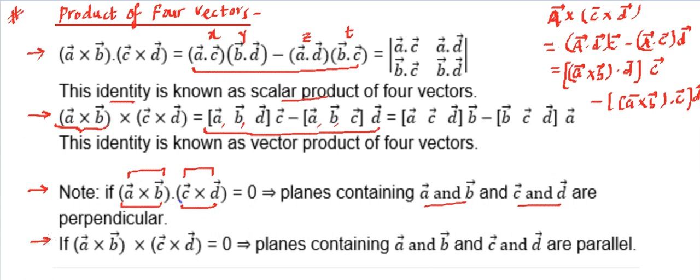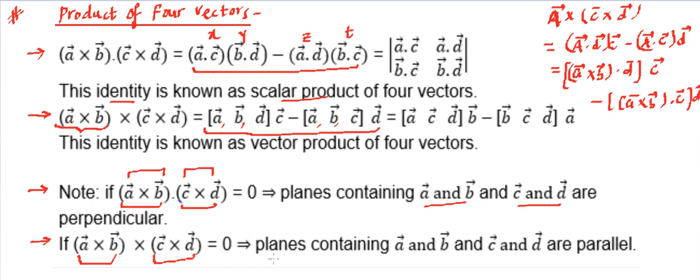Now another point is this: if the cross product of two cross products comes out to be 0, what does that mean? It simply means that this vector is parallel to this vector. Then we can say this vector is perpendicular to the plane of C and D, and this vector is perpendicular to the plane of A and B. That means these perpendiculars are parallel to each other. If perpendiculars are parallel to each other, then the planes have to be parallel to each other.